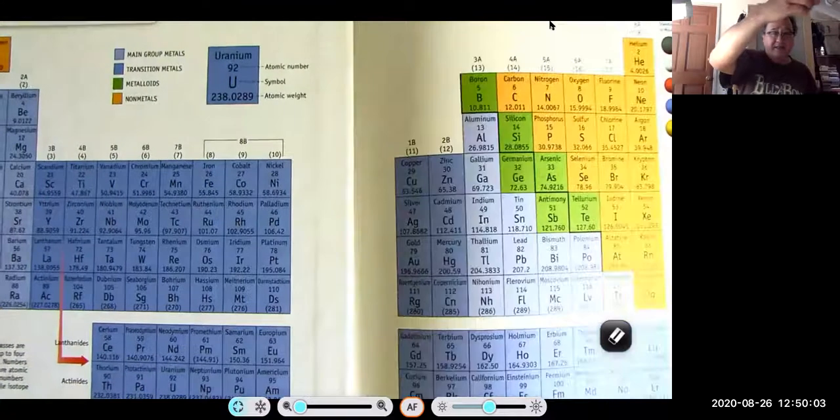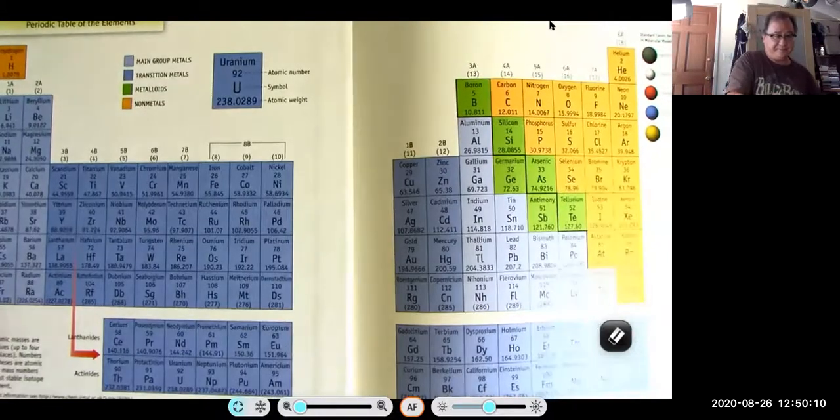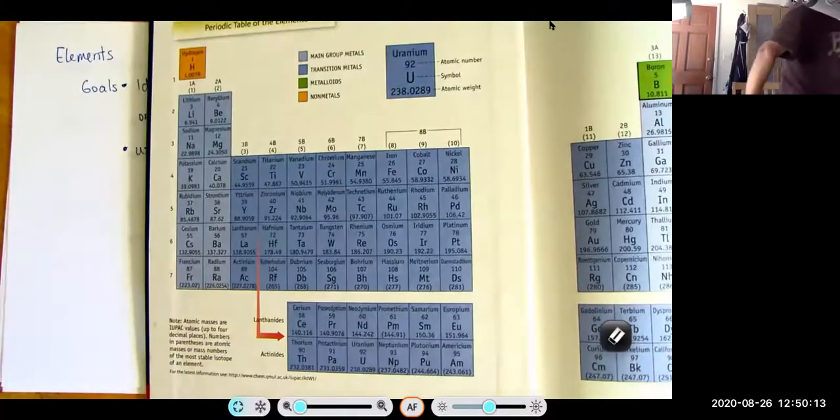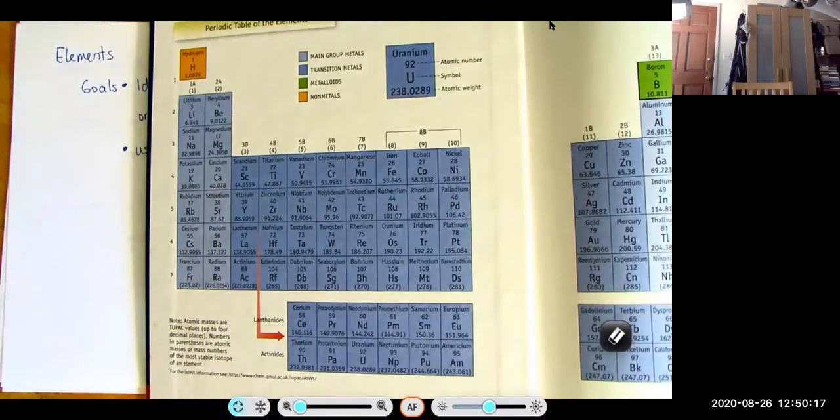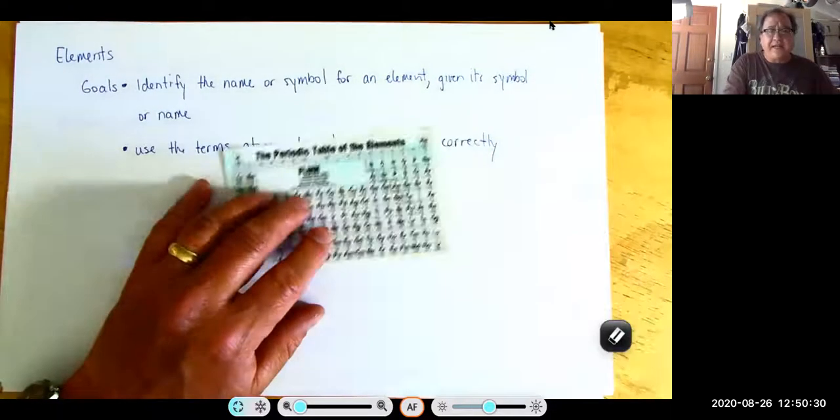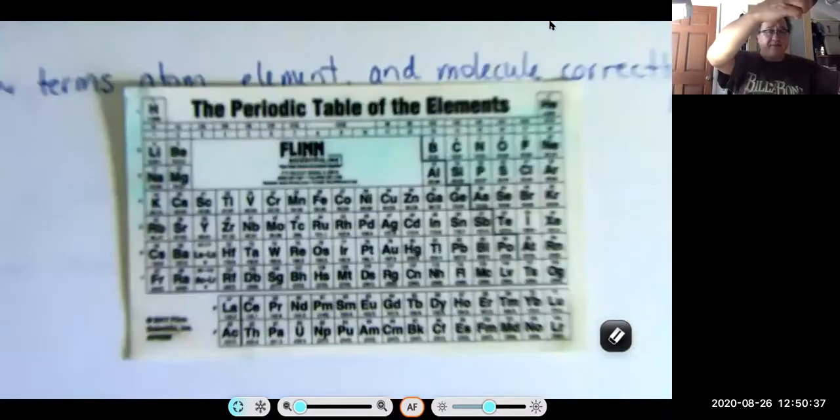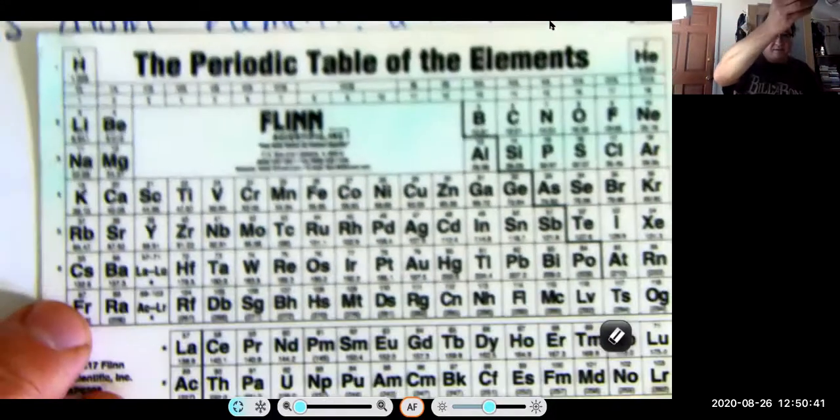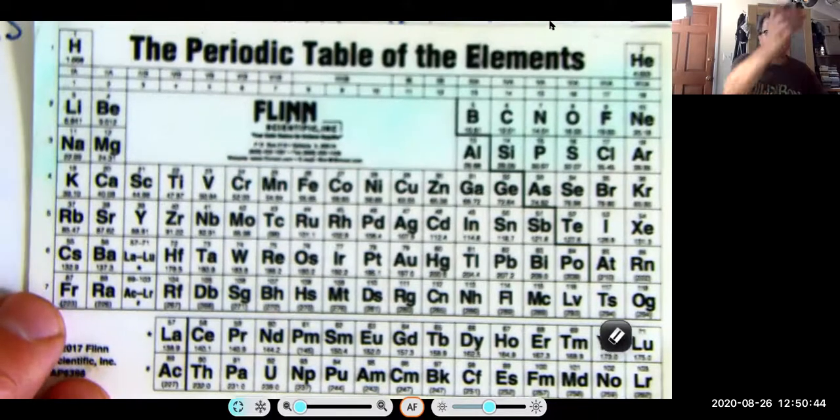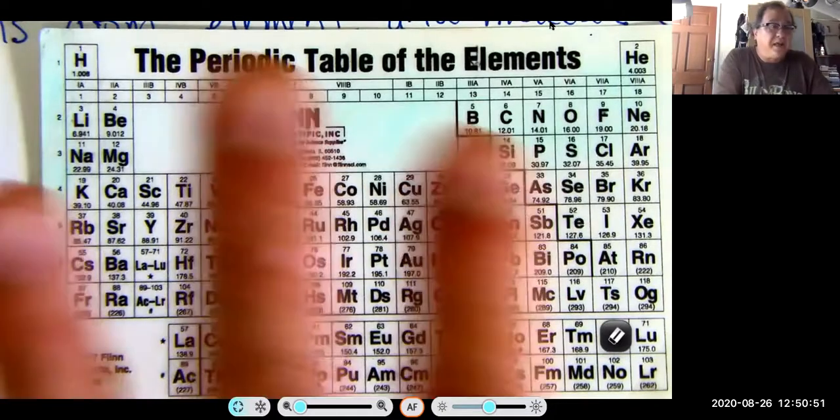So here it is. Let me see if I can show you the whole darn thing. Nah, I can't. So let me get you a smaller periodic table. I have to go up and get it. Now, I'm going to provide you with a periodic table that I'd like you to print. It's not available for you yet, but I'll make it available this weekend. So here's your periodic table.